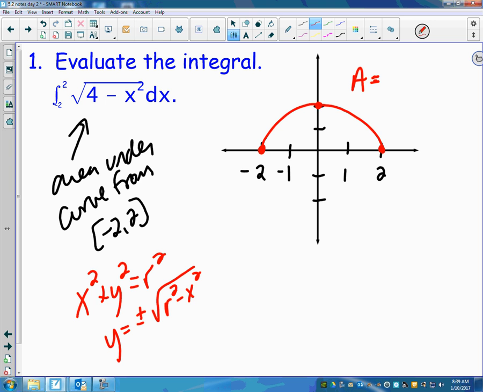Kyler, how am I going to find the area of this? How do you find the area of a circle? Okay, but I don't want the whole circle. I just want half of it. What do you do?